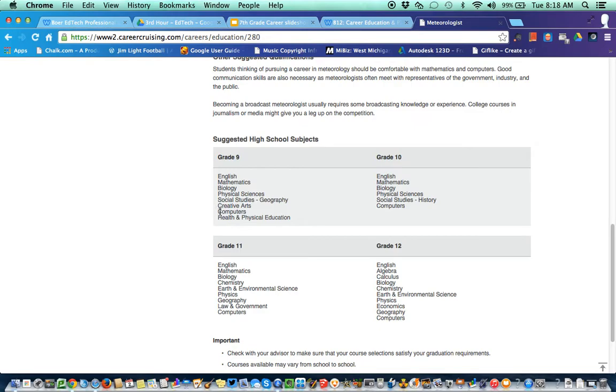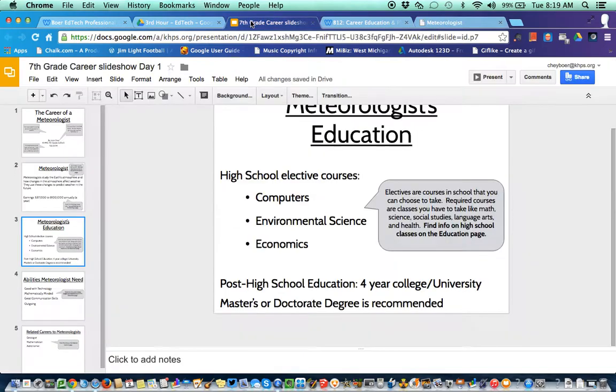So you notice things like creative arts, computers, health and physical education, computers again, law and government, computers again, earth science shows up here, and earth and environmental science, rather, shows up here, economics. Computers again, so I better make sure I put computers on here. You don't have to list them all, just pick 3 or 4 of them, but put those down, because those are the ones you want to be thinking about as you make your schedule, in 8th grade even, and then certainly into high school. So don't put required courses here, put elective courses.